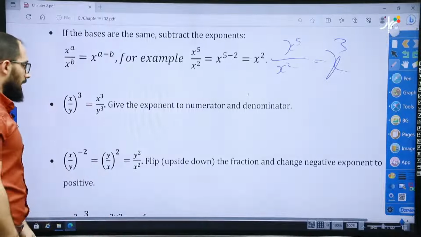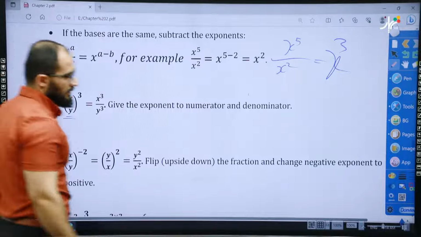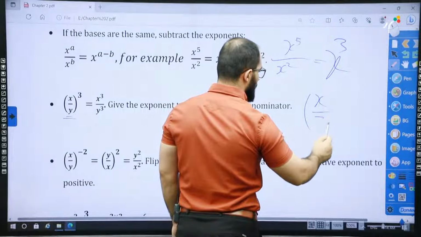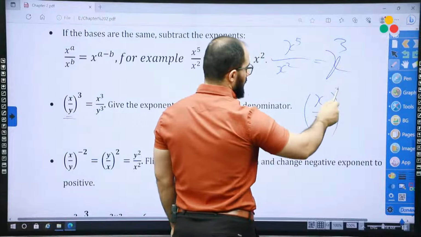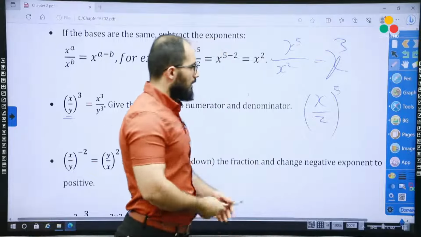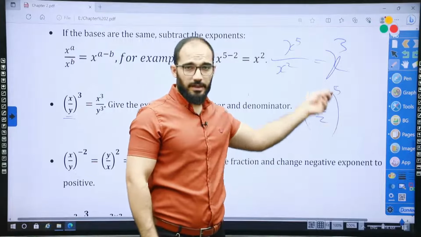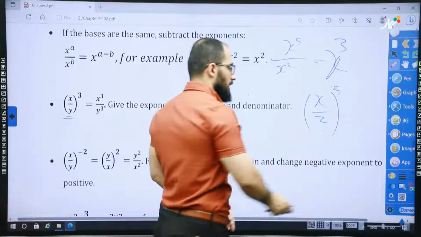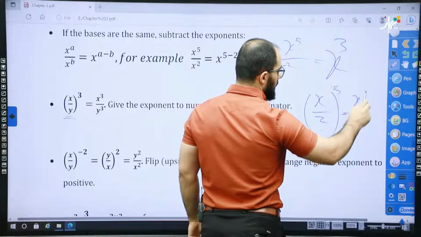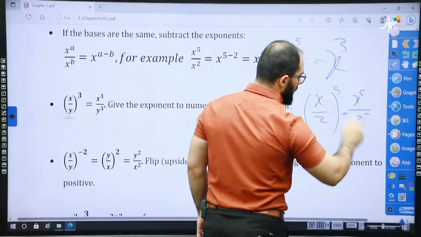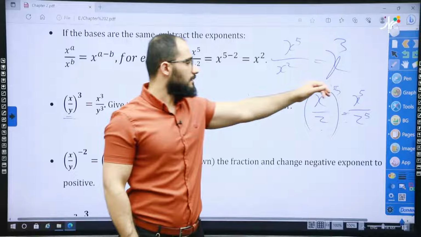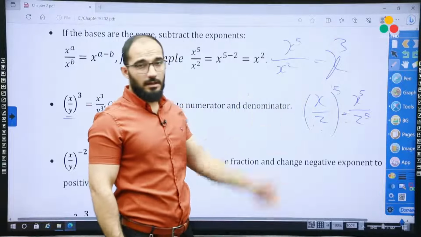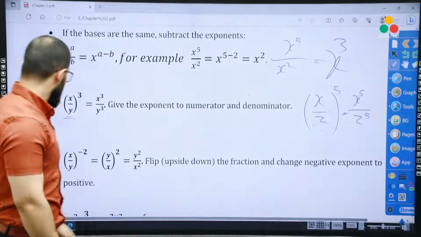Then another rule: if you have x divided by z, and there is a power here, say 5, as always, because it's in the bracket, it means 5 is for x and also for z. It's going to be x power 5 over z power 5. So the 5 is for both of them. If you have more numbers and variables, it is for all of them.